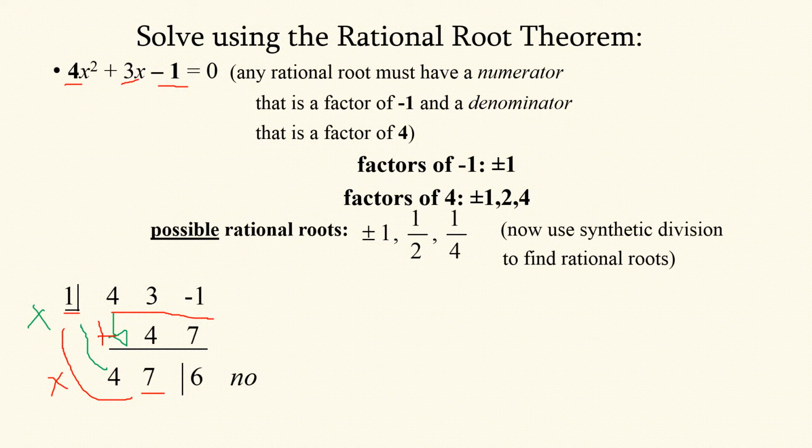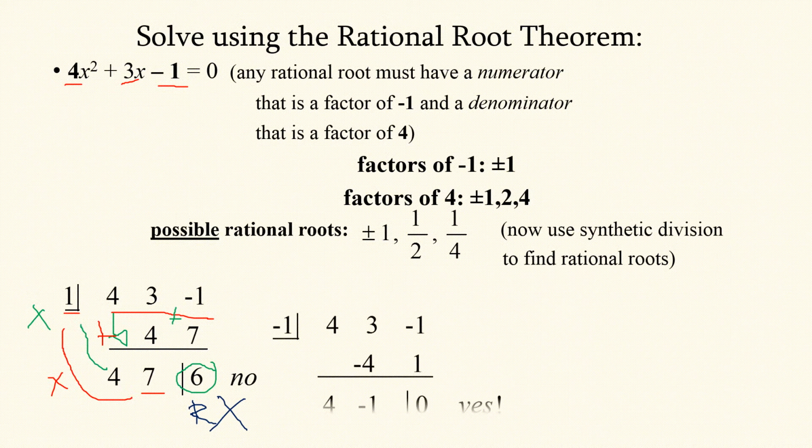Then, after that, i-add ulit natin. So, we have -1 plus positive 7 will give us positive 6. So, kung mapapansin nyo, yung ating remainder dito ay 6. Kapag hindi naging 0 yung ating remainder, ibig sabihin, hindi siya root ng ating given.